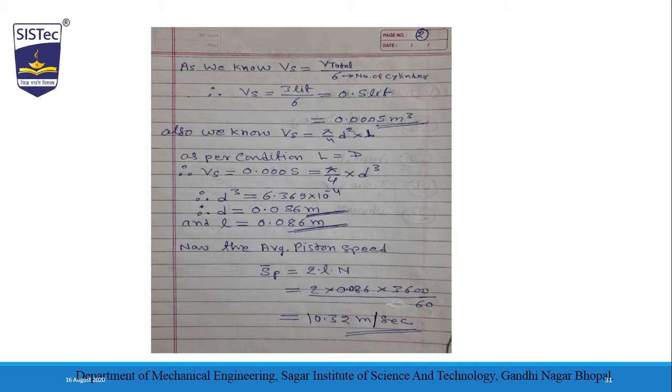Now calculate the average piston speed. We know that the average piston speed is 2LN, where L is the stroke length, N is the engine RPM. According to this equation, we put the value 2 into 0.086 meter into 3600, the engine RPM, divided by 60 for getting the answer in meter per second. So the answer is 10.32 meter per second.